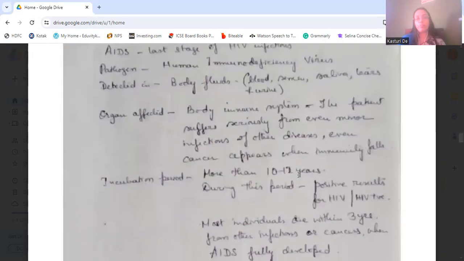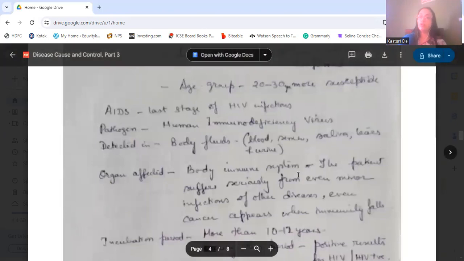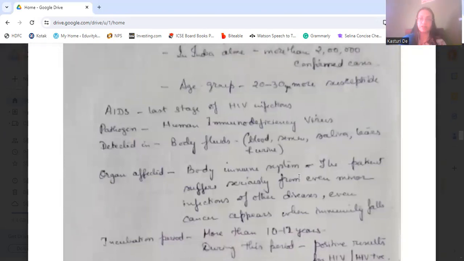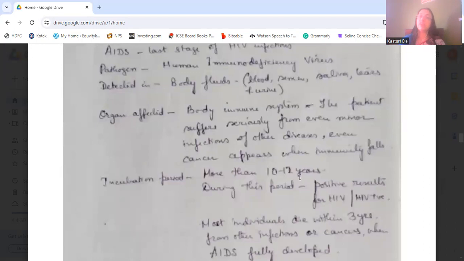Now, the pathogen is human immunodeficiency virus, the HIV virus. It is detected in body fluids like blood, serum, saliva, tears, urine, etc. The organ affected: each and every organ is affected if the immune system gets faulty.